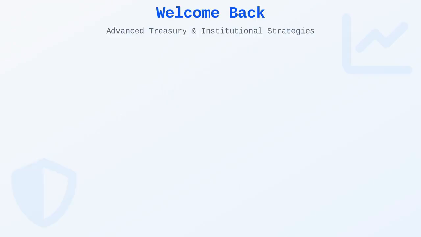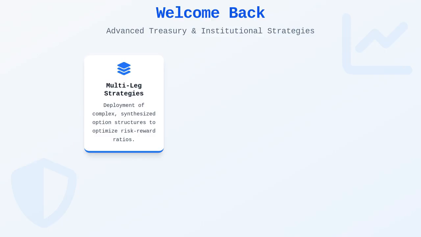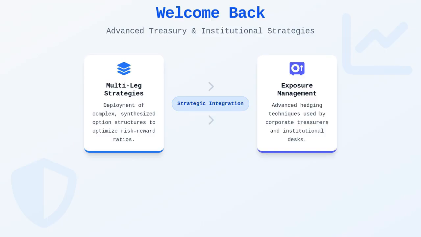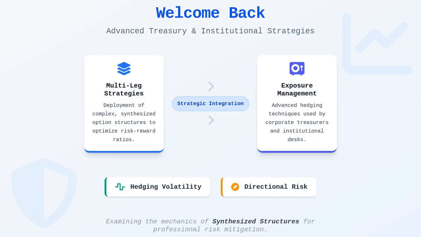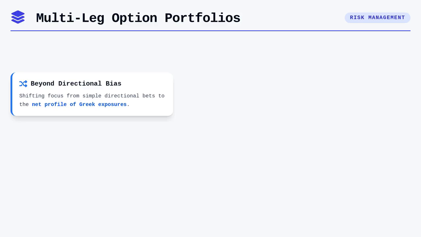Welcome back. In this lecture, we examine how corporate treasurers and institutional desks deploy multi-leg option strategies to manage exposure, specifically focusing on the advanced mechanics of hedging volatility and directional risk through synthesized structures. When we construct multi-leg option portfolios, we move beyond the simple directional bias of a single call or put, and instead focus on the net profile of our Greek exposures.